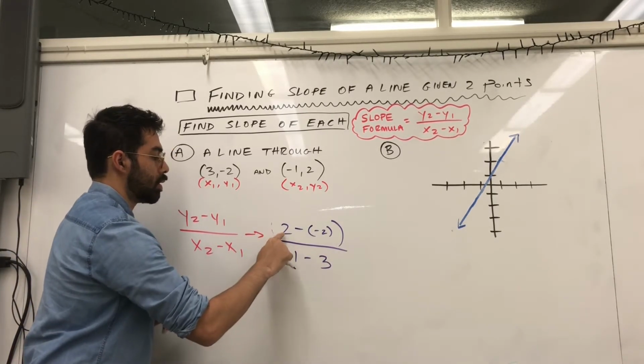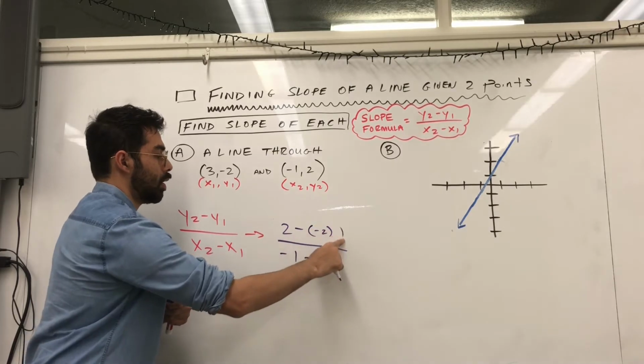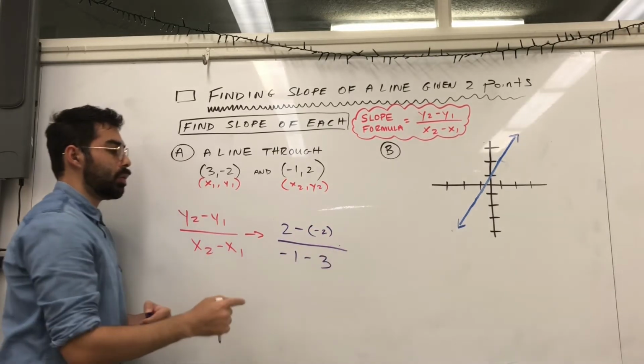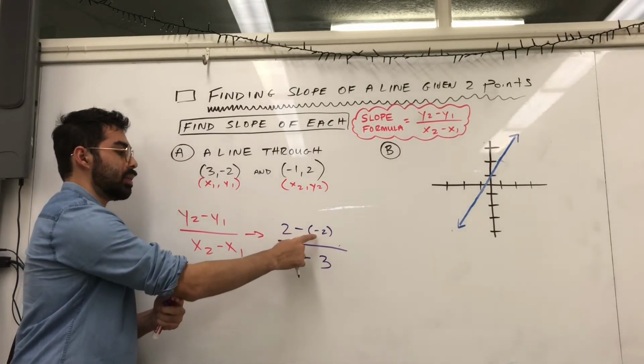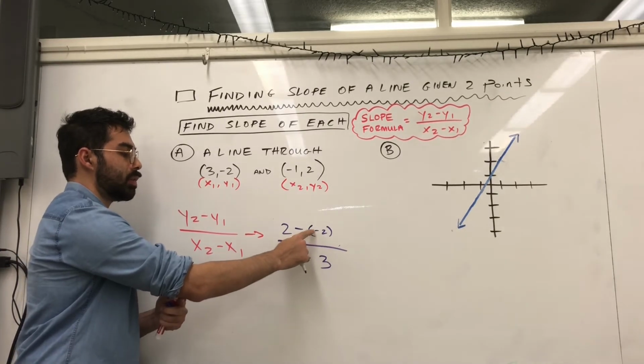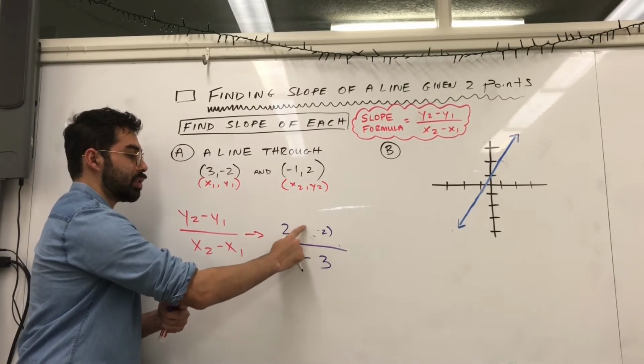Okay, let me get rid of these, you don't really need those. Alright, so I've got 2 minus a negative 2. Well, 2 minus a negative 2 is going to turn positive. So that's actually 2 plus 2.